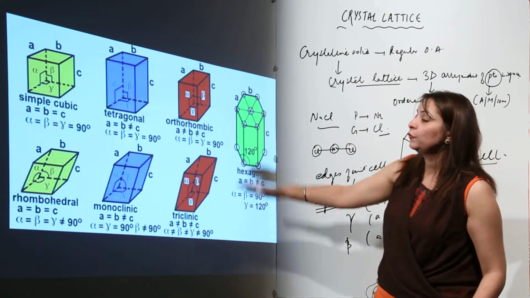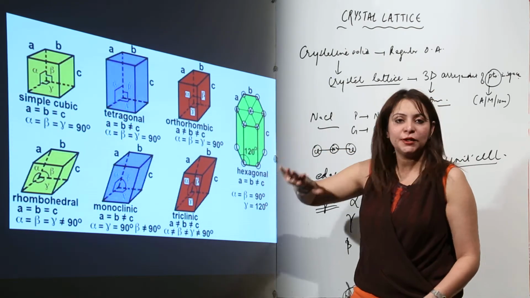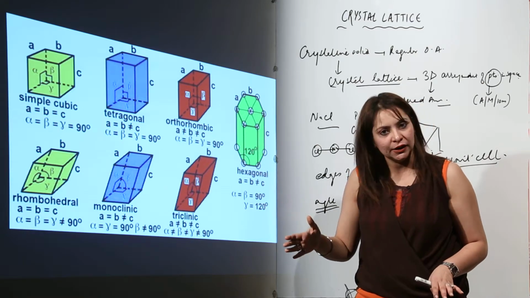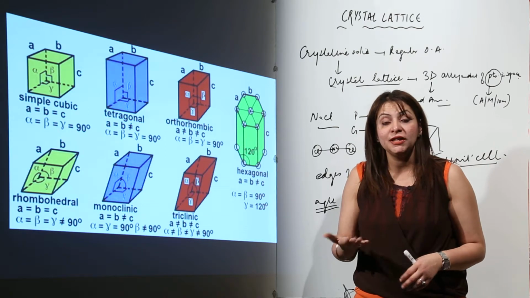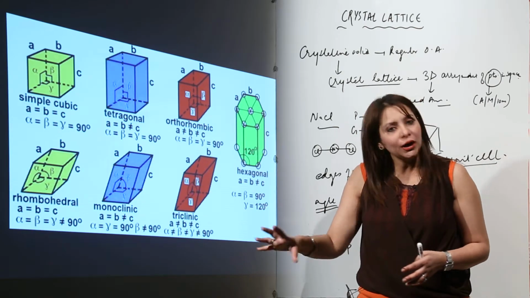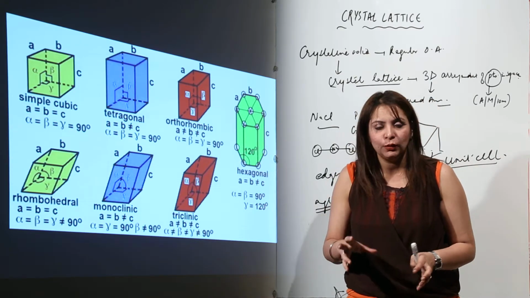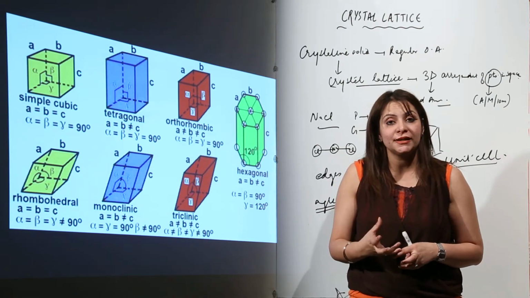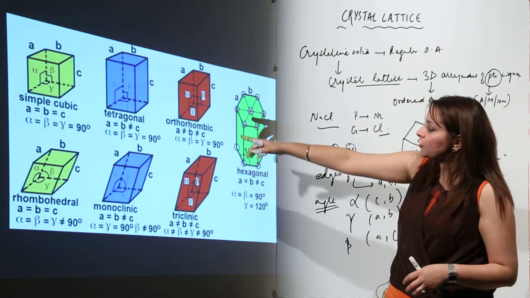As you can see, the first and the simplest one is the simple cubic, right? In this, all the 3 sides are equal, that is A is equal to B is equal to C, and likewise all the sides are perpendicular to each other. That means alpha, beta and gamma, all 3 are equal to 90 degrees. So whenever you see that 3 sides are equal and alpha, beta, gamma are equal to 90 degrees, you should know the structure of the unit cell. Obviously it is the cubic one. Now, second is the tetragonal.